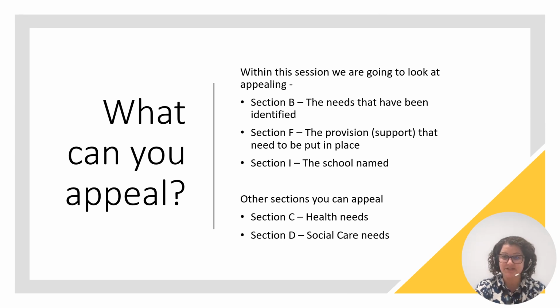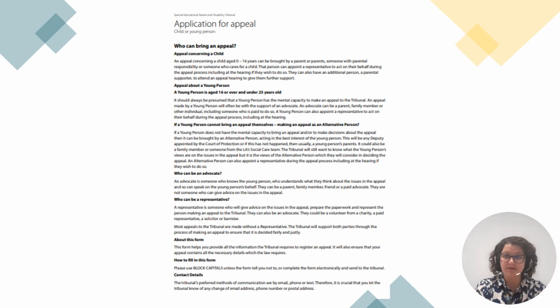You can also appeal Section C and D of the EHCP, where the health and social care needs are outlined. The form you will need to complete for these reasons will be called SEND35. The top of the form will look like this. The first page of the form gives you information around appealing.